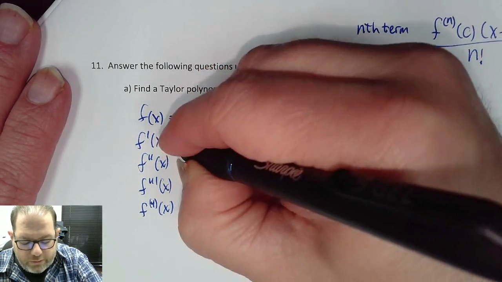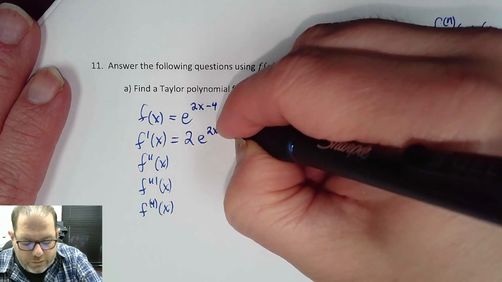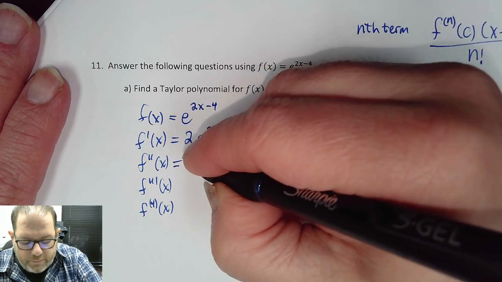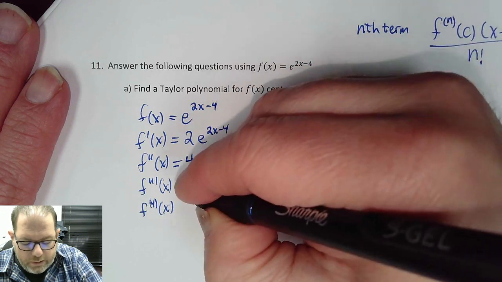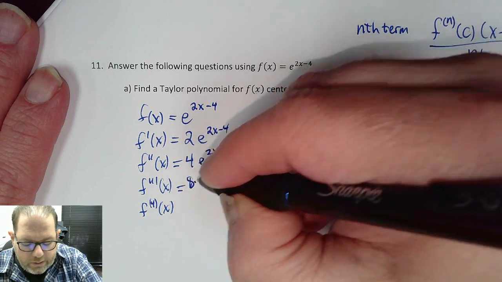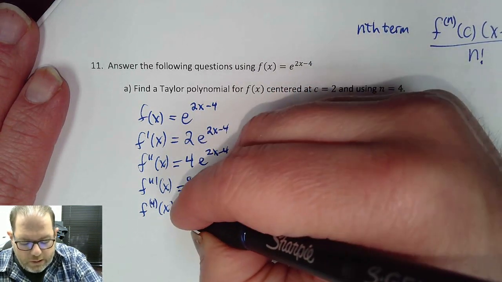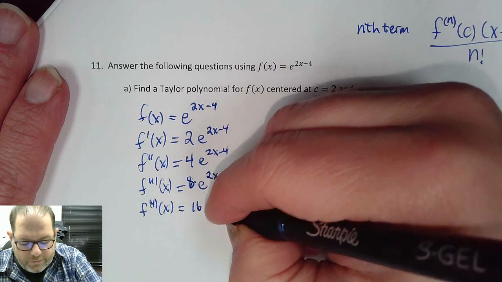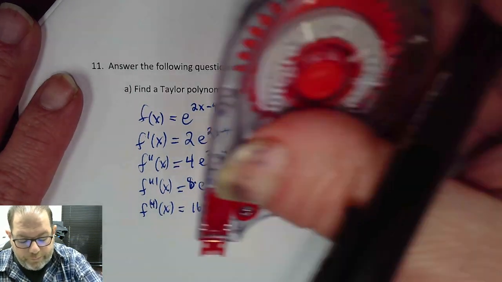So if we take that derivative, we get 2 times e to the 2x minus 4. Second derivative is 4 e to the 2x minus 4. Third derivative is now 8 times e to the 2x minus 4. And the 4th derivative is 16 times e to the 2x minus 4.